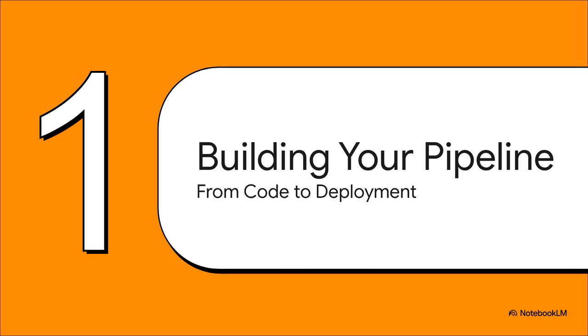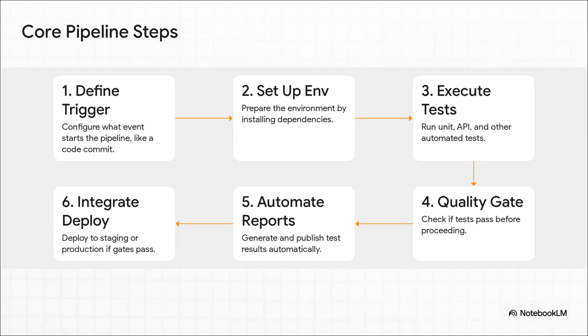Okay, enough theory. Let's get our hands dirty and actually build your first pipeline. We're going from a fresh piece of code all the way to a live deployment. So here's the game plan. First, we'll define what kicks the whole thing off, the trigger. Then we set up our environment, run our tests, and pay attention here, this part is critical. We implement a quality gate. After that, it's all about automating the reports and finally integrating the deployment.